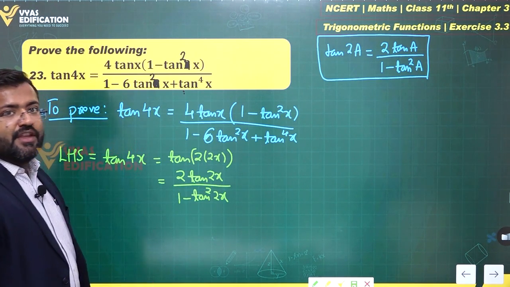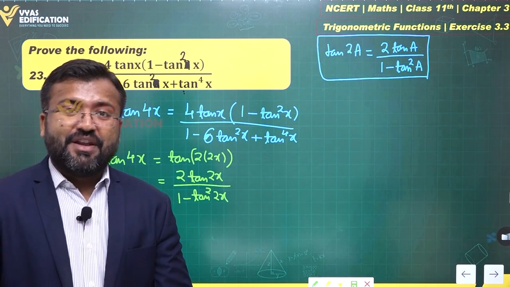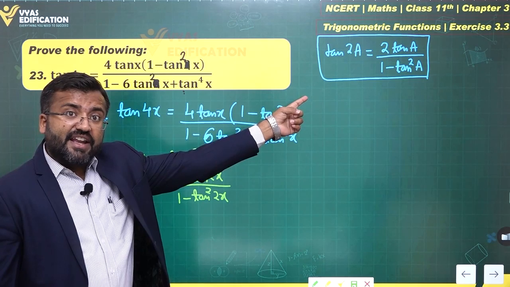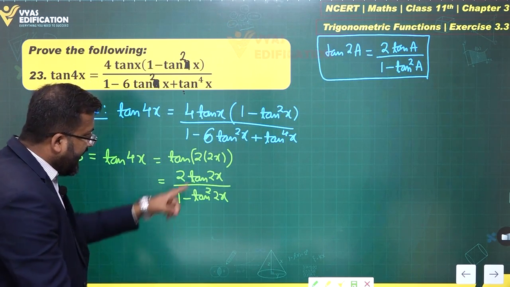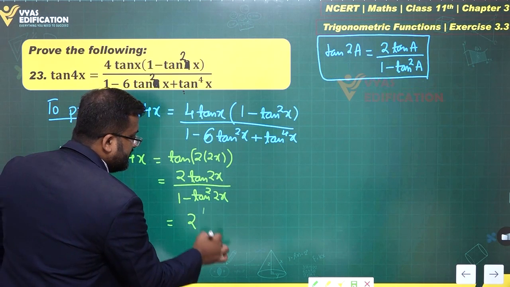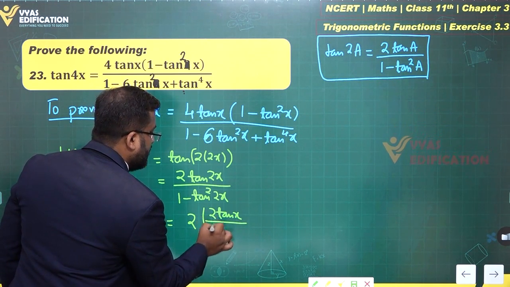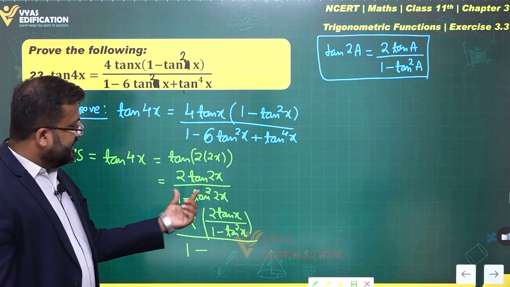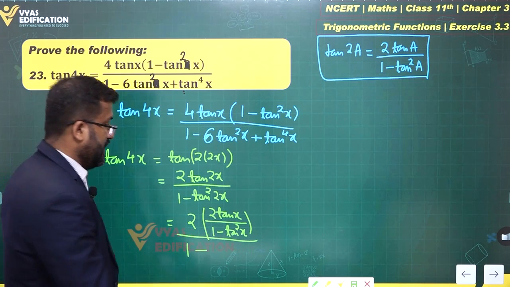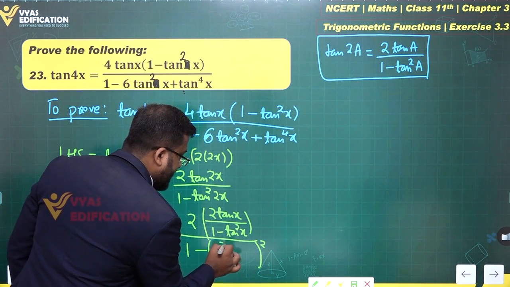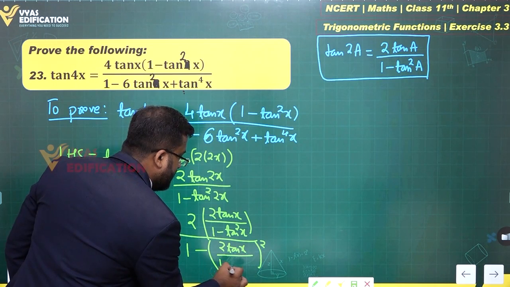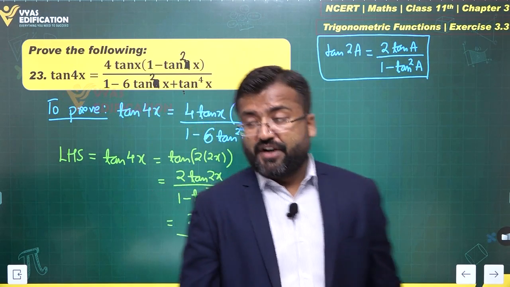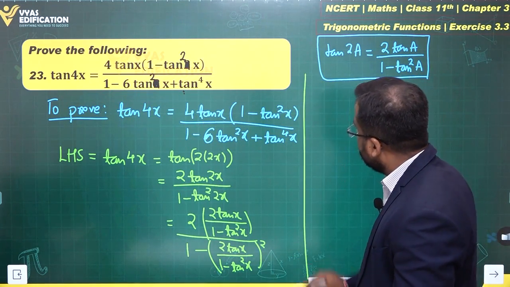Okay, what next? Now I want to apply that same formula again. What I want to do is write this tan 2x as 2 tan x upon 1 minus tan square x at both of these places. What you have is 2 times this. What about this? 1 minus, this is tan 2x whole square. So tan 2x whole square. What is tan 2x? This is 2 tan x over 1 minus tan square x. This is what you have in the denominator. A pretty complicated looking expression, yes, but we can simplify that.